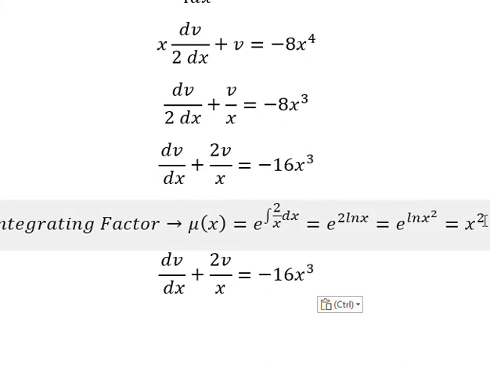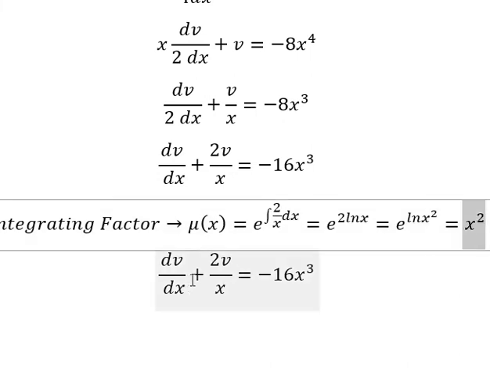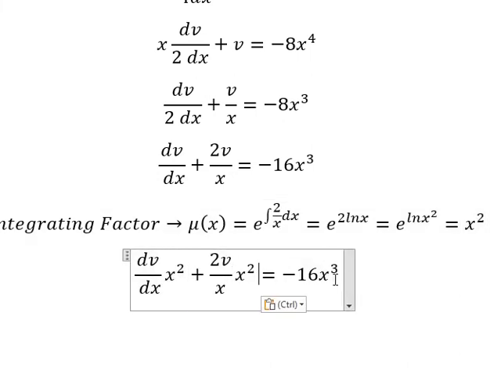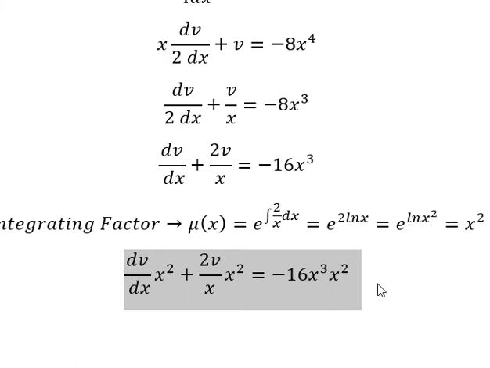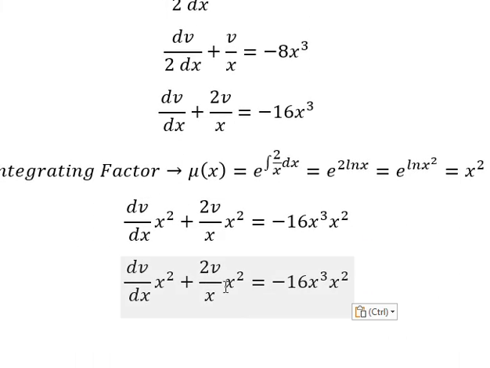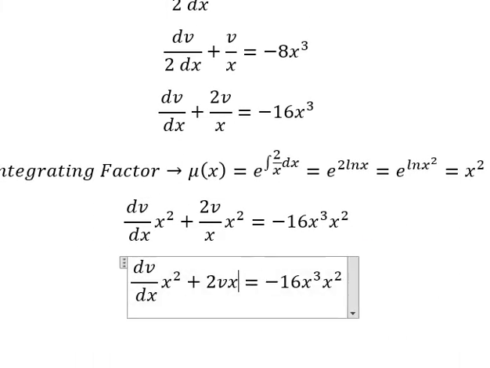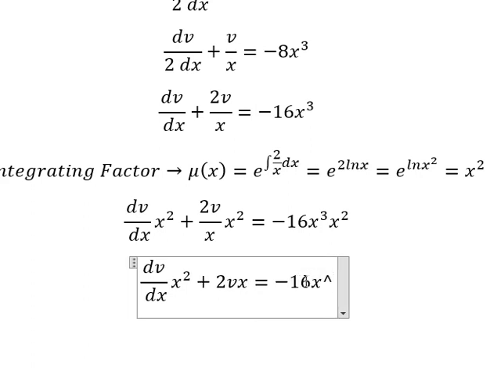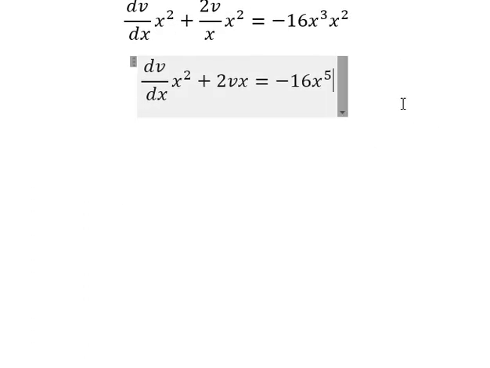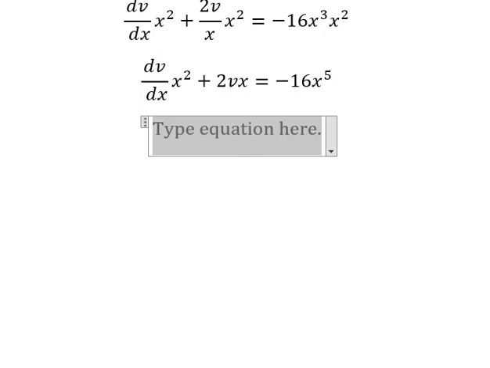That means we multiply both sides by s squared. So we simplify and we have 2vs. This one we have s to the power of 5. Later, we put the integration on both sides.